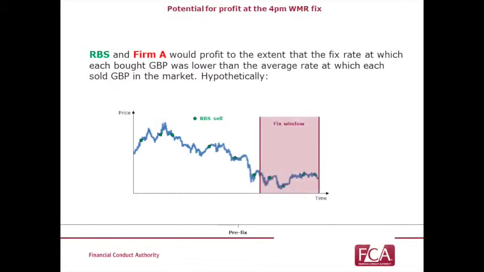The chances of success would be improved if RBS and other firms shared information. Since RBS and Firm A each needed to sell sterling at the fix, each would profit to the extent that the fix rate at which it bought sterling was lower than the average rate at which it sold sterling in the market. This graph is a hypothetical example demonstrating this. The blue line shows where the market is trading, the green dots show RBS's trades, the green dotted line shows RBS's average price, and the dotted purple line is the fixed price. The gap between the fixed price and RBS's average price represents RBS's profit.